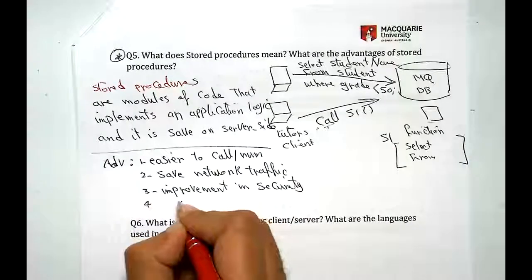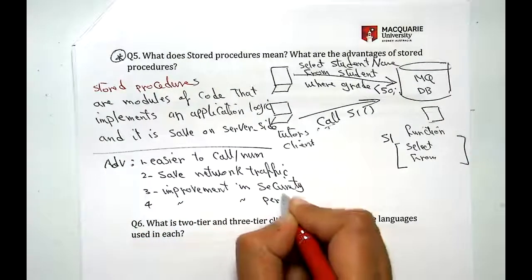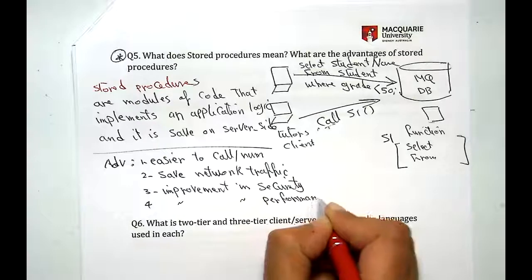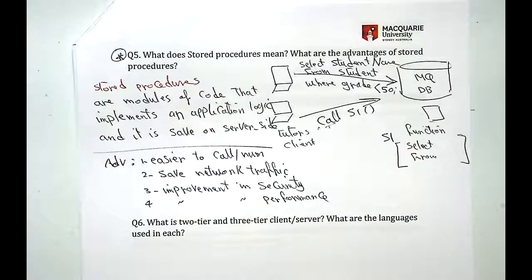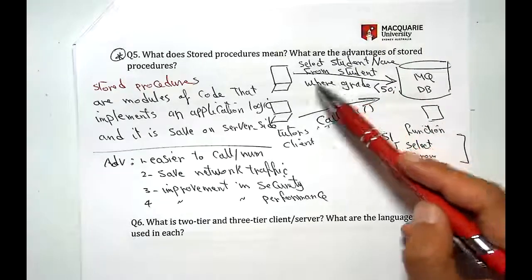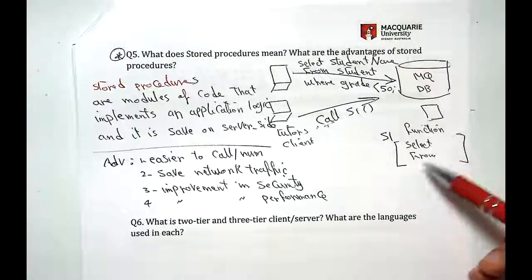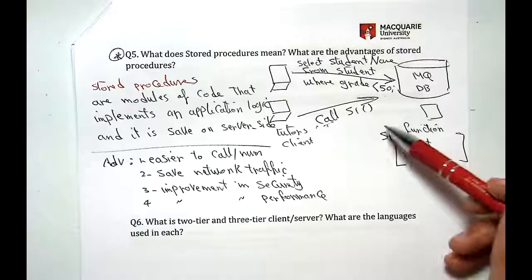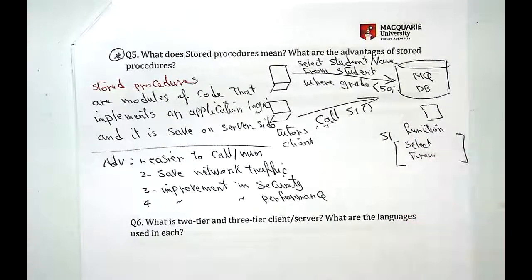And we can say also there is an improvement in performance. For example, if I make a typo in this SQL, I have to fix the error and send it again. But if the function is already stored on the server, I just need to call it. So I don't make a lot of mistakes.